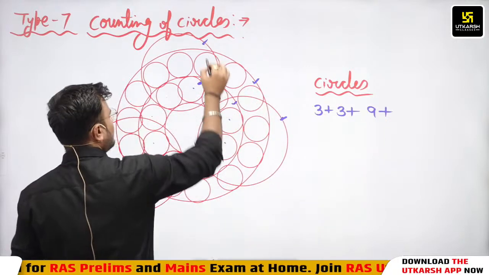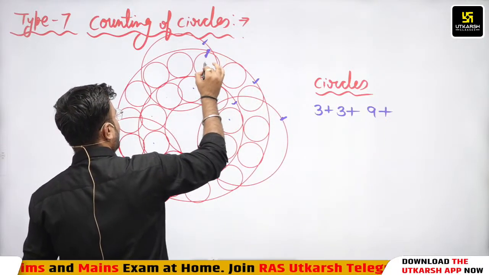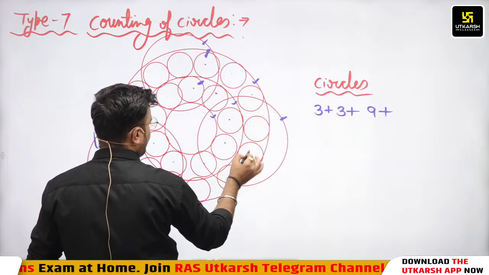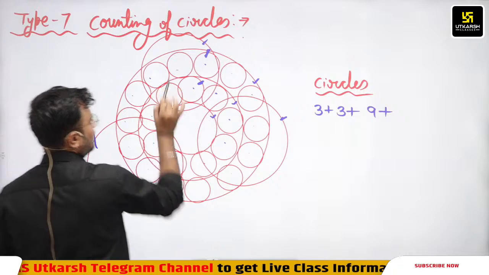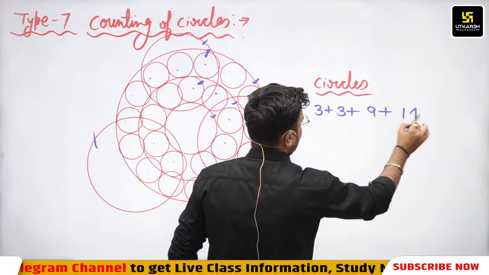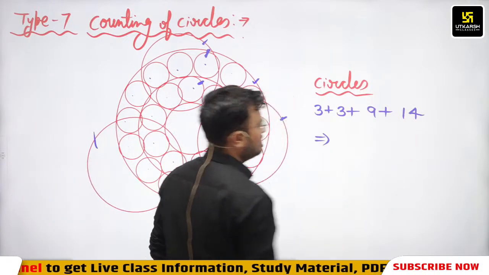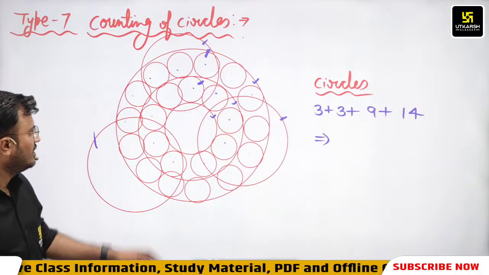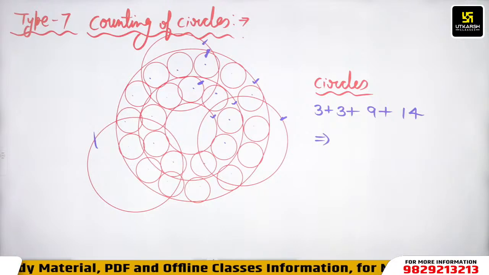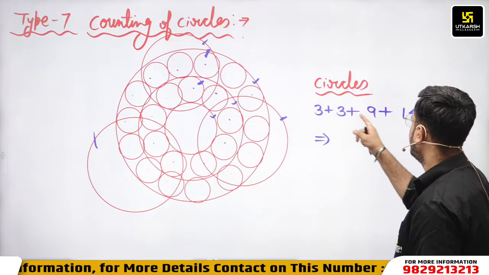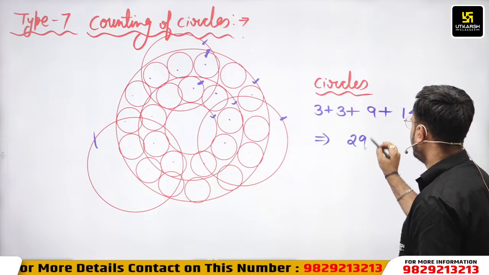Now for this, starting from this circle: 1, 2, 3, 4, 5, 6, 7, 8, 9, 10, 11, 12, 13 and 14. So 14. None other than these circles are there. Okay, so total how many circles are there? 14 plus 9, 23, 26, 29. So a total of 29 circles are there.